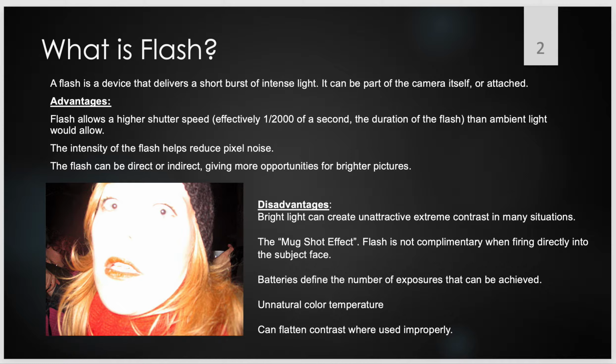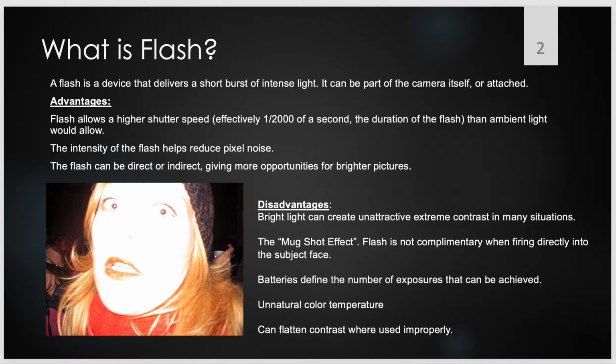As most people know, it's usually a device on your camera that delivers a short burst of intense light. It may also not be attached. There are flashes that sync with your camera that can be off the camera. And rather than being a consistent source of light, it just provides a momentary blast of light while the shutter opens. It can go really fast, so it uses less energy.